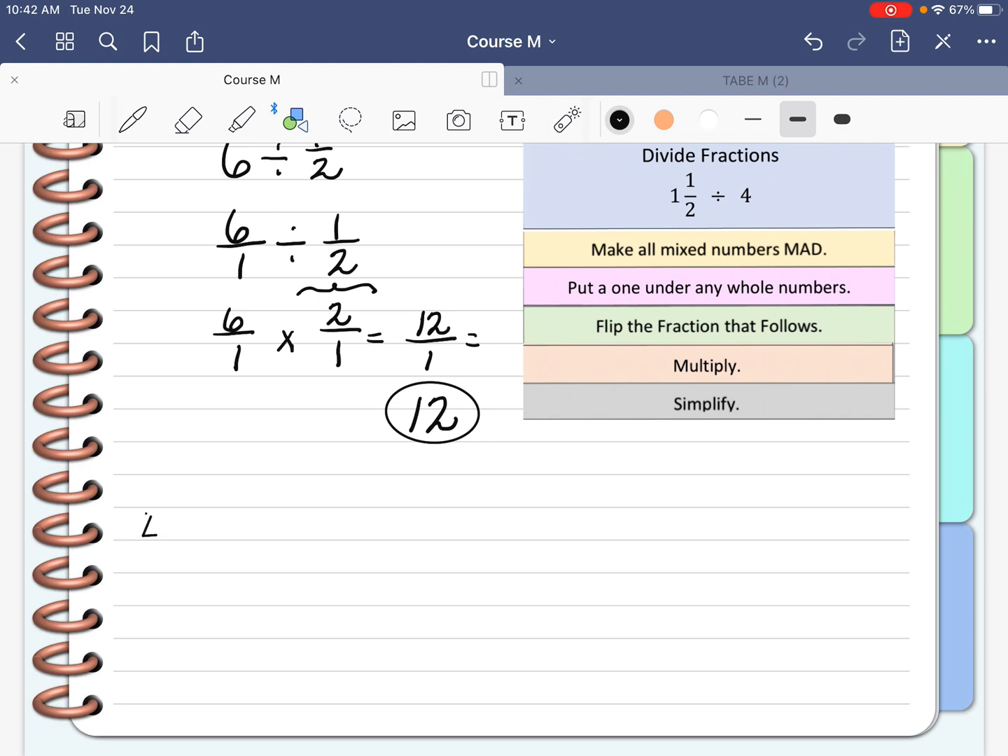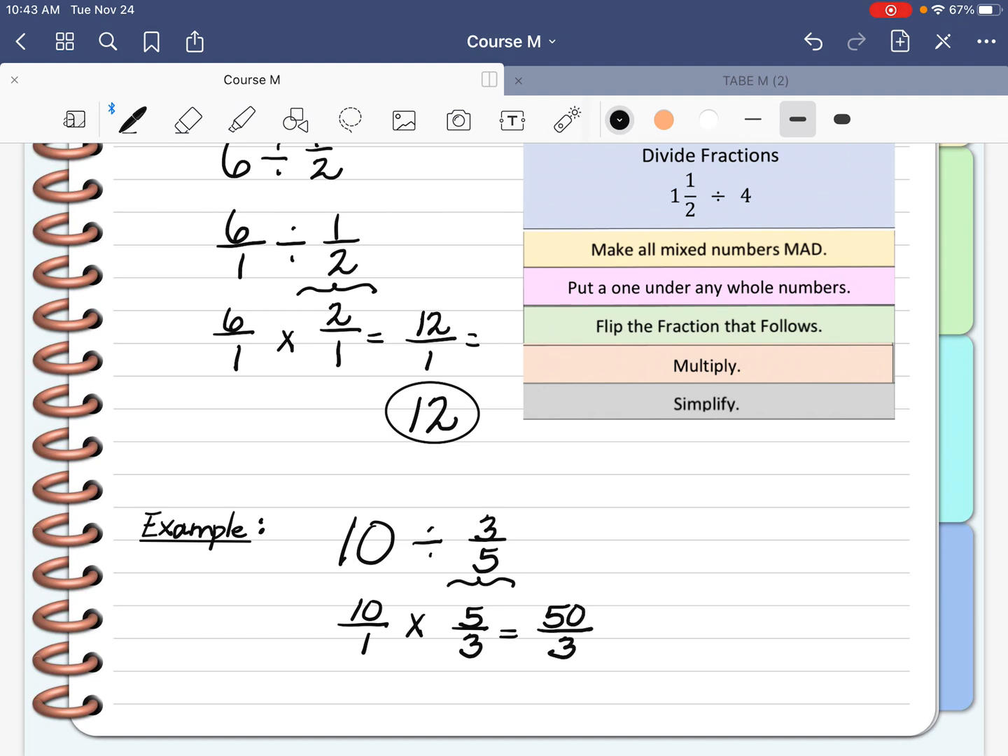Let's do 10 divided by 3/5. Make all mixed numbers mad. There are none. Put a 1 under any whole numbers, so put a 1 under the 10. Flip the fraction that follows. Multiply. Simplify. This one needs to QRD. This is top heavy, very top heavy, so I would expect a pretty big Q on this one.